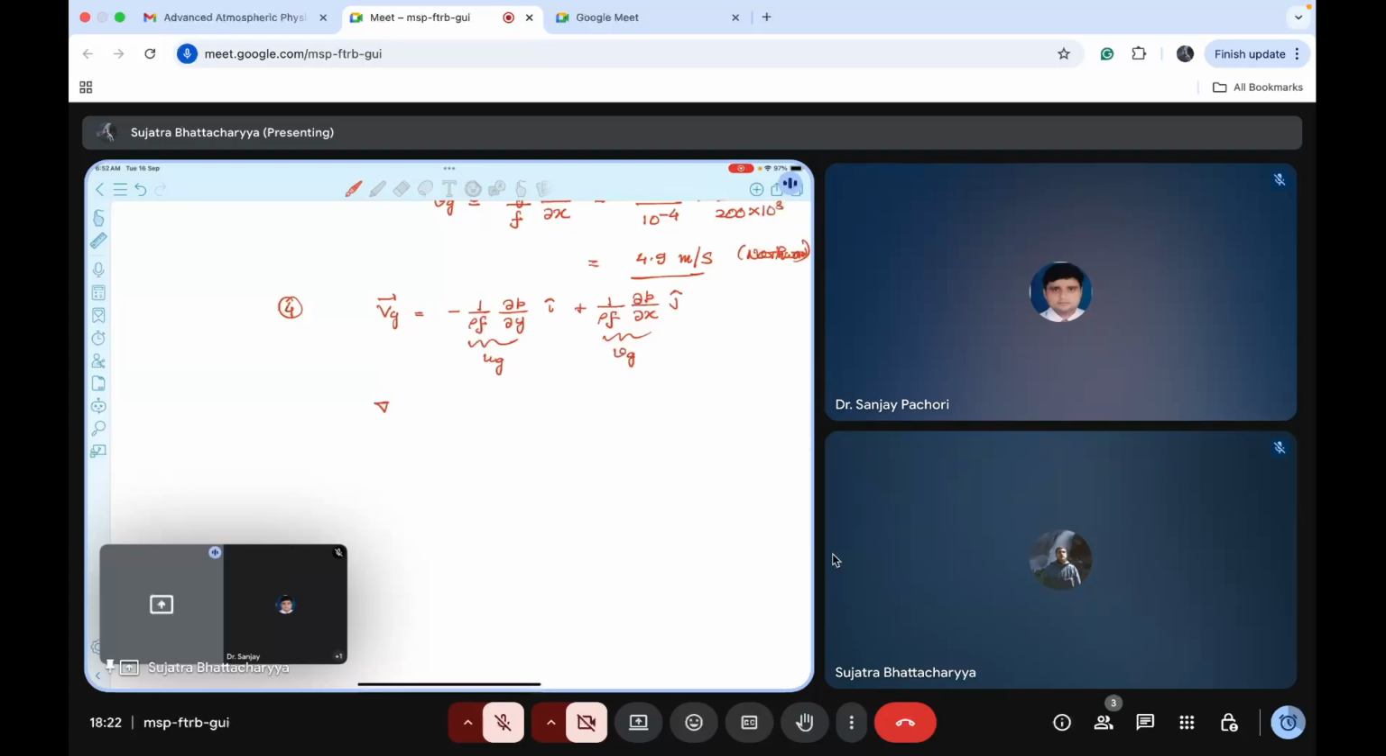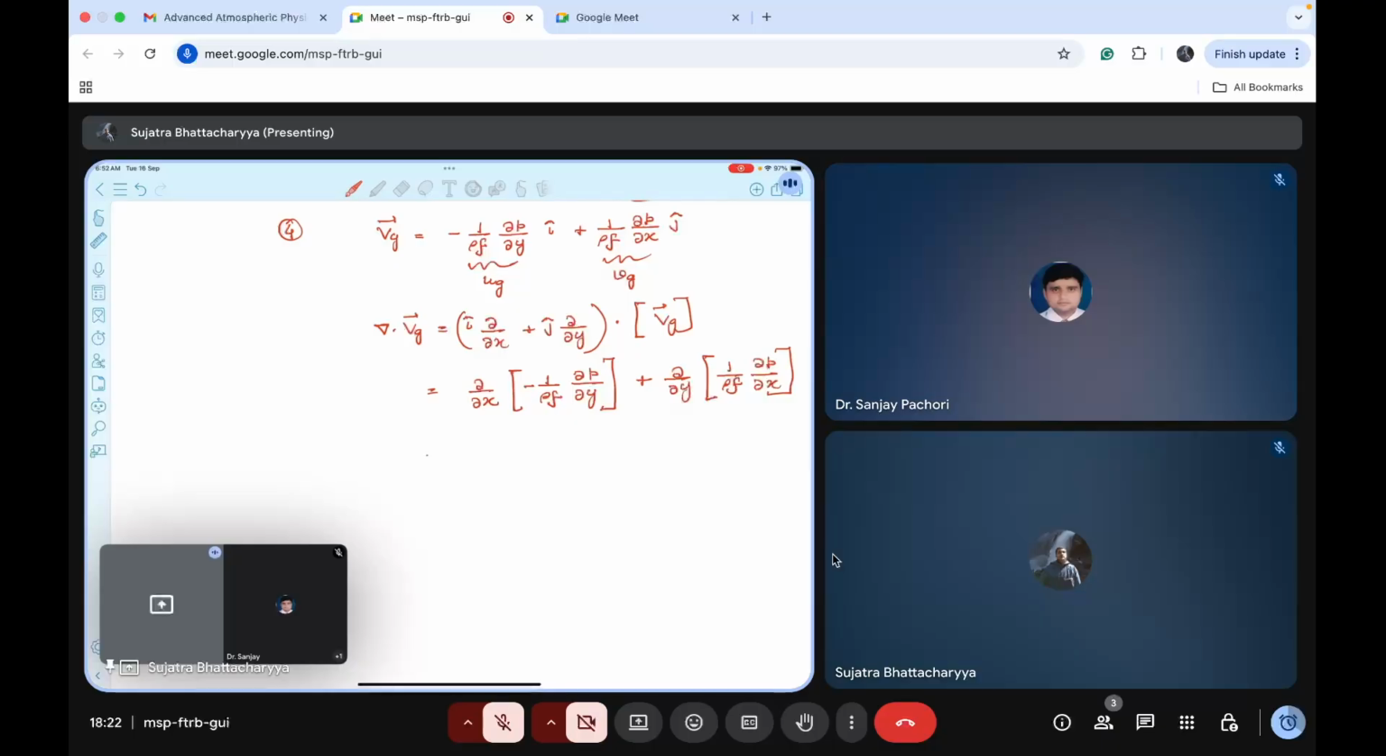What we need to find out is the divergence of the geostrophic wind. So how will we calculate divergence? Simple. Divergence means the del operator dot product with the Vg. I'm not writing the entire expression again. So it will be del by del x of minus 1 by rho f delta p delta y, that is your Ug, plus del by del y of 1 upon rho f delta p delta x.